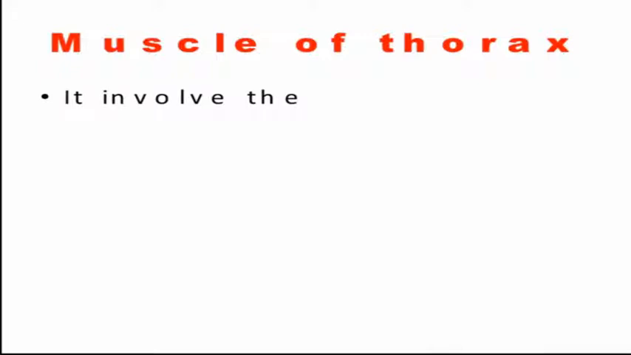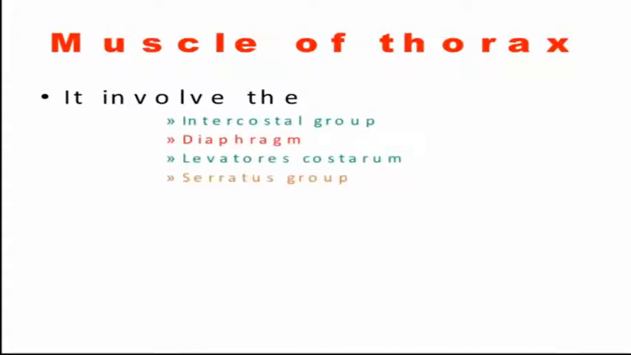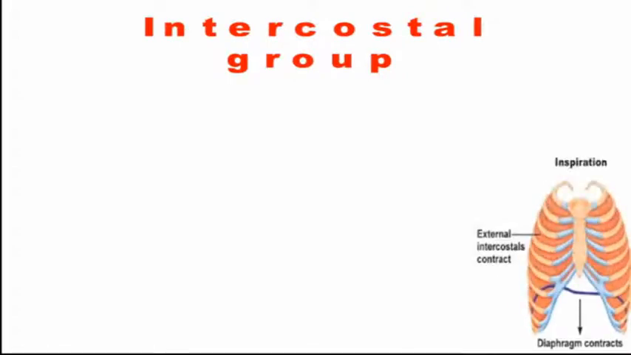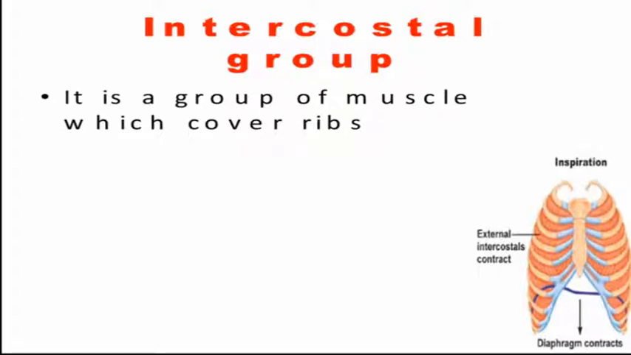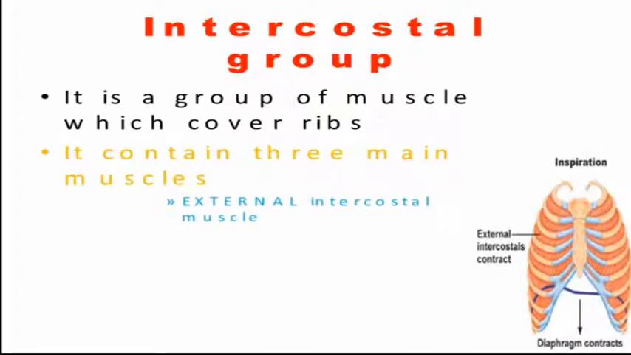Muscles of the thorax, which form the walls of the thoracic cavity. These muscles involve the intercostal group, the diaphragm, the levator costarum, the serratus group, the transversus thoracis, and the pectoralis group. First of all, we will study the intercostal groups, which are the typical muscles. The group of muscles which cover the ribs are three in number: external intercostal muscle, internal intercostal muscle, and the innermost intercostal muscle.